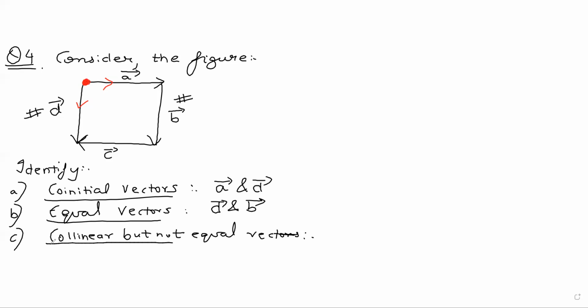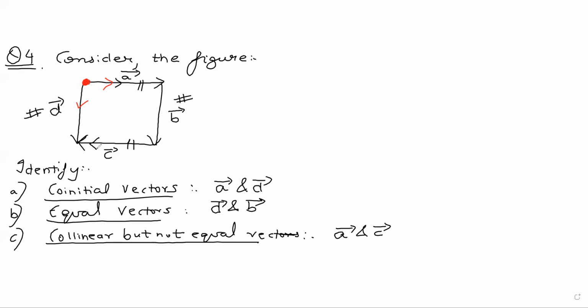And which vectors are collinear but not equal? Now you can see vectors A and C are collinear. Why? Because they are parallel to each other. But why are they not equal? Because the directions are different. Vector A is going in the east direction. Let me correct myself. Vector A is going in the east direction and vector C is going in the west direction. So A and C are not equal vectors because their directions are different. But yes, they are collinear because they are parallel to each other.